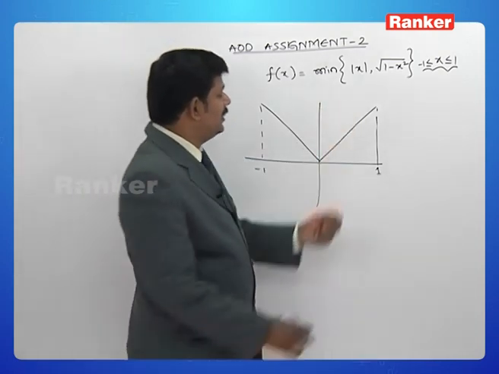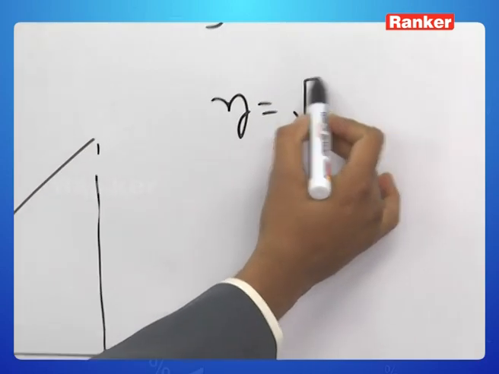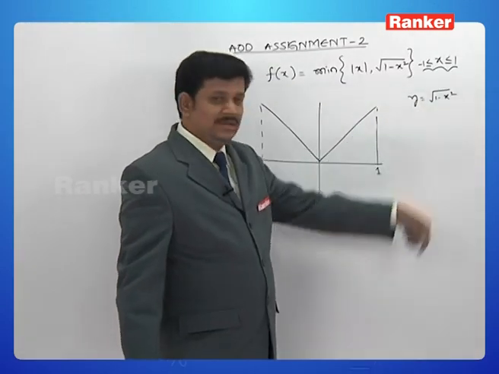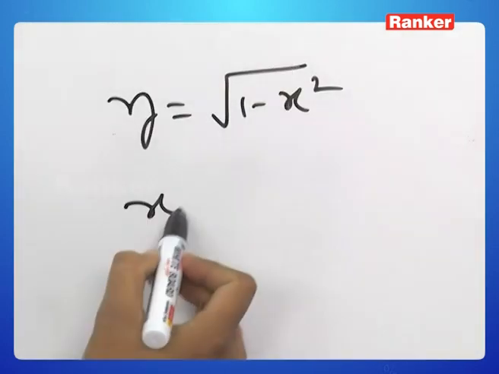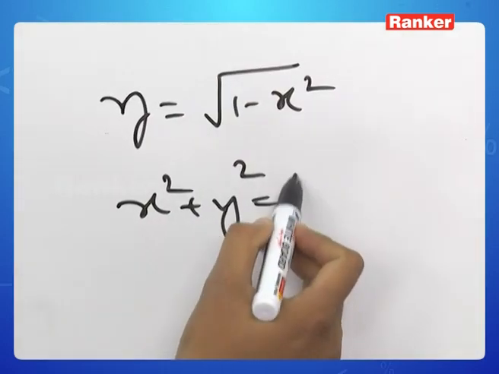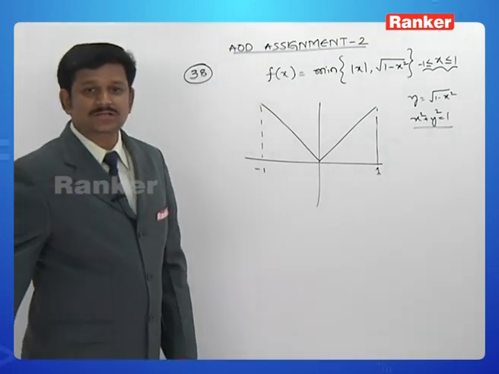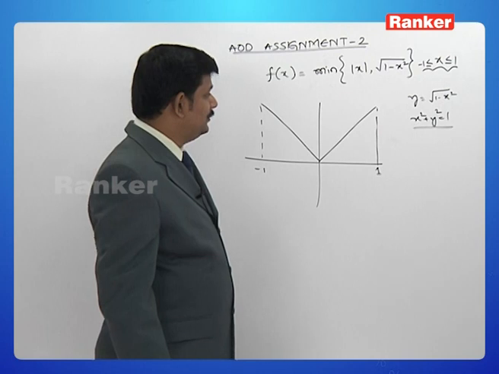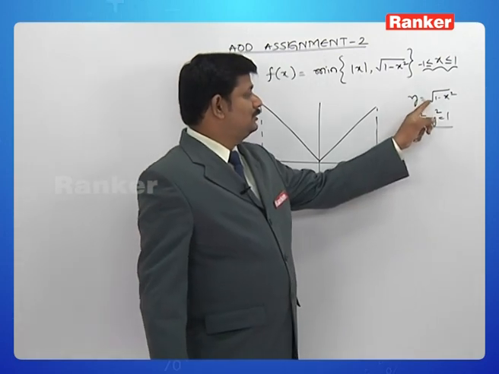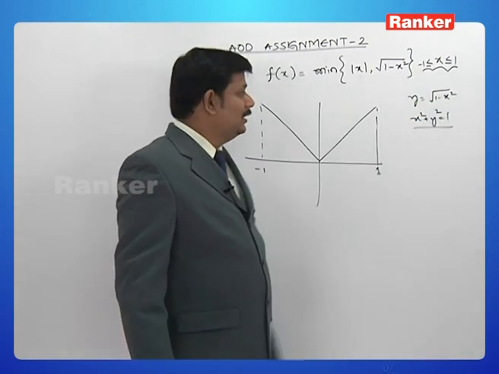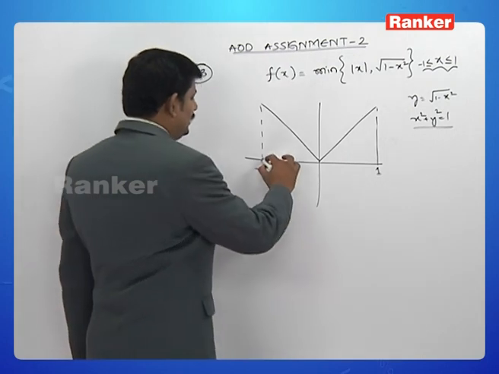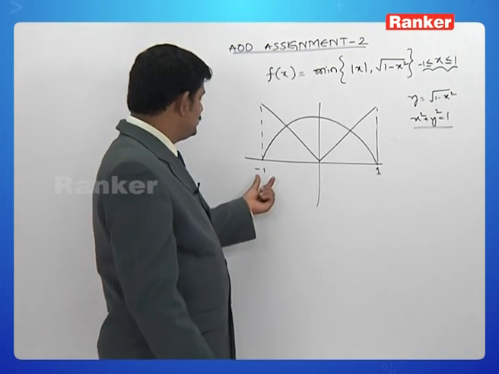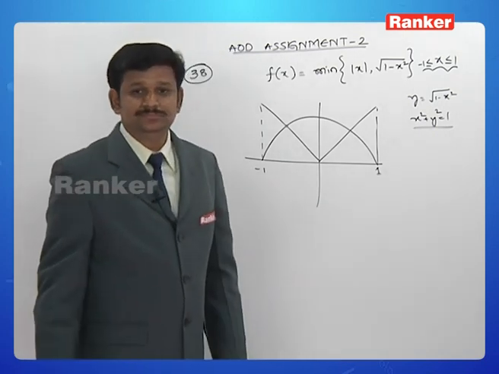Understand the function y is equal to root over 1 minus x square. Y square is equal to 1 minus x square, or x square plus y square is equal to 1. Distance from origin is 1. This is the equation of a circle. So, y is equal to root over 1 minus x square is half part of a circle, the upper semicircle, with the diametric ends as the points minus 1 comma 0 and 1 comma 0.